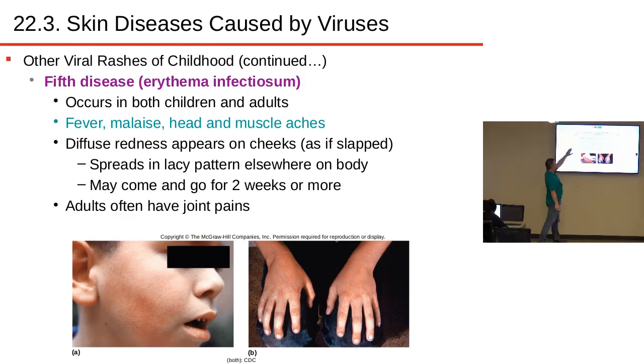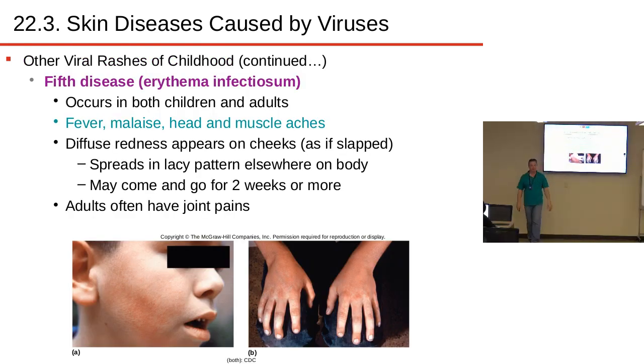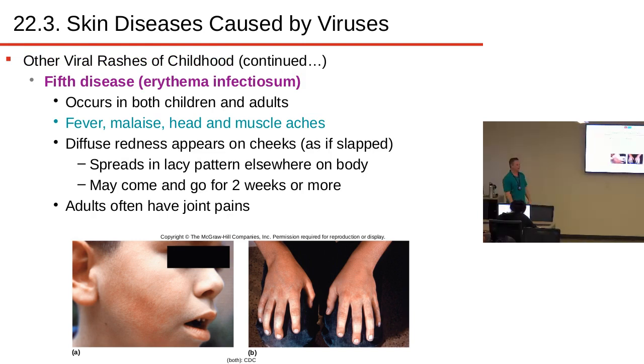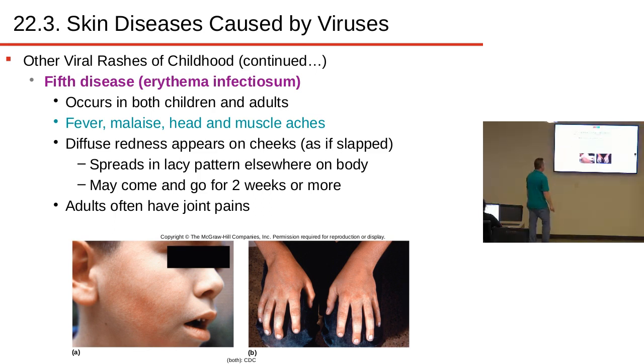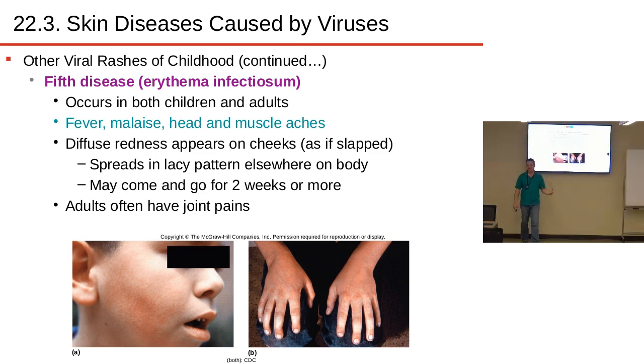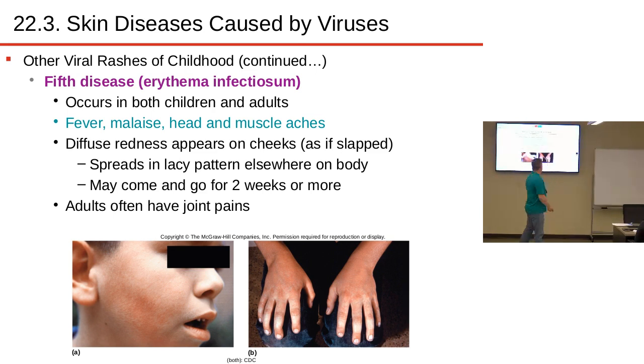So here's 5th disease, or Erythema infectiosum. Sounds like something in Harry Potter. It occurs in both children and adults. So this is something you can pass on from child to adult. But not very serious. Minor fever, malaise. Malaise just means not feeling all that great. You wake up in the morning, you feel cruddy. That's malaise. Head and muscle aches. Again, nothing that's going to have you running off to the doctor.